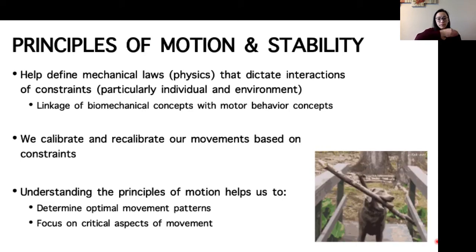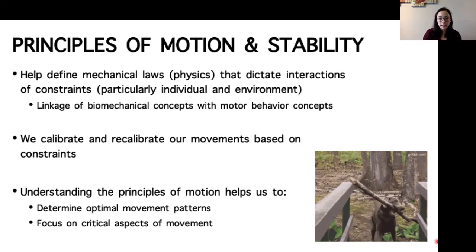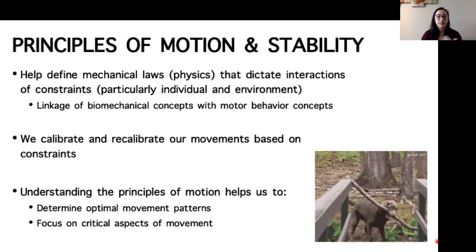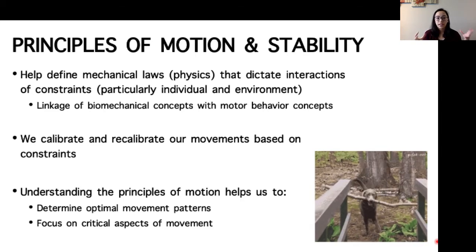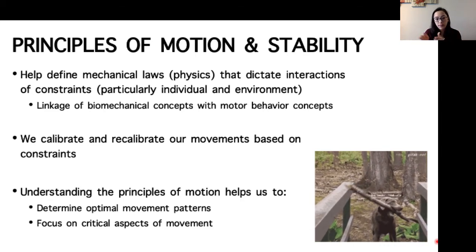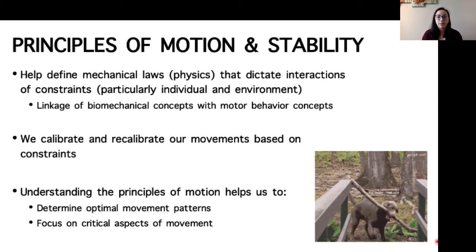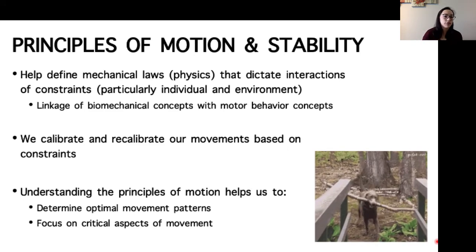And so as they get older and they get more experienced with different task constraints and different environmental constraints, they learn to adopt more efficient movement patterns to improve their skill proficiency. So in a way, we can use these principles to track motor development to determine how a movement pattern might be optimized for a given individual based on the acting constraints on their body.